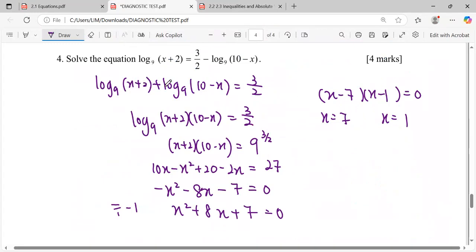So 7, you put here 7 plus 2, 9 positive. So 10 minus 7 is positive. So this is valid. This answer x equals to 7 is valid. So check by validity, writing down valid or not. So x equals to 1, we put in 3, okay, positive, valid. And then put in here 10 minus 1, 9, positive, okay, valid. So this log equation has two valid x. Alright, so that's all for this. Thank you for watching.